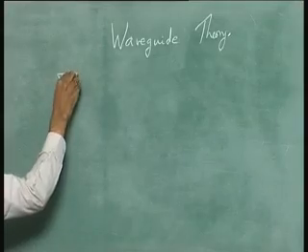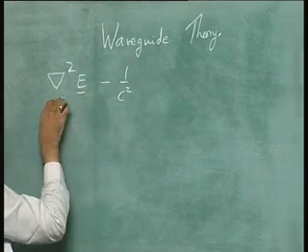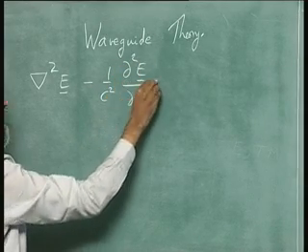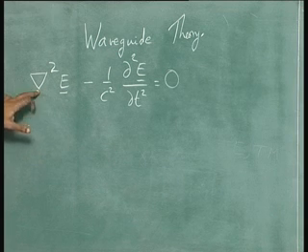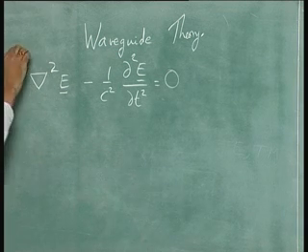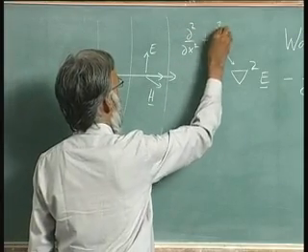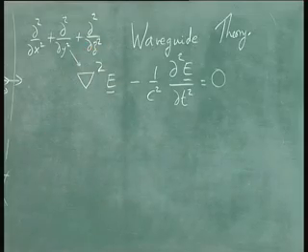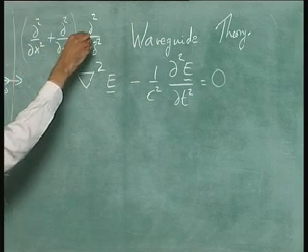Let us go back to the wave equation. So, we had del squared E minus 1 over c squared times the second derivative of E with respect to t is equal to 0. Now, I am going to write this del squared as two parts. It is actually equal to the second derivative with respect to x plus the second derivative with respect to y plus the second derivative with respect to z. That is what del squared is. So, I am going to separate out these two pieces and keep this separate.